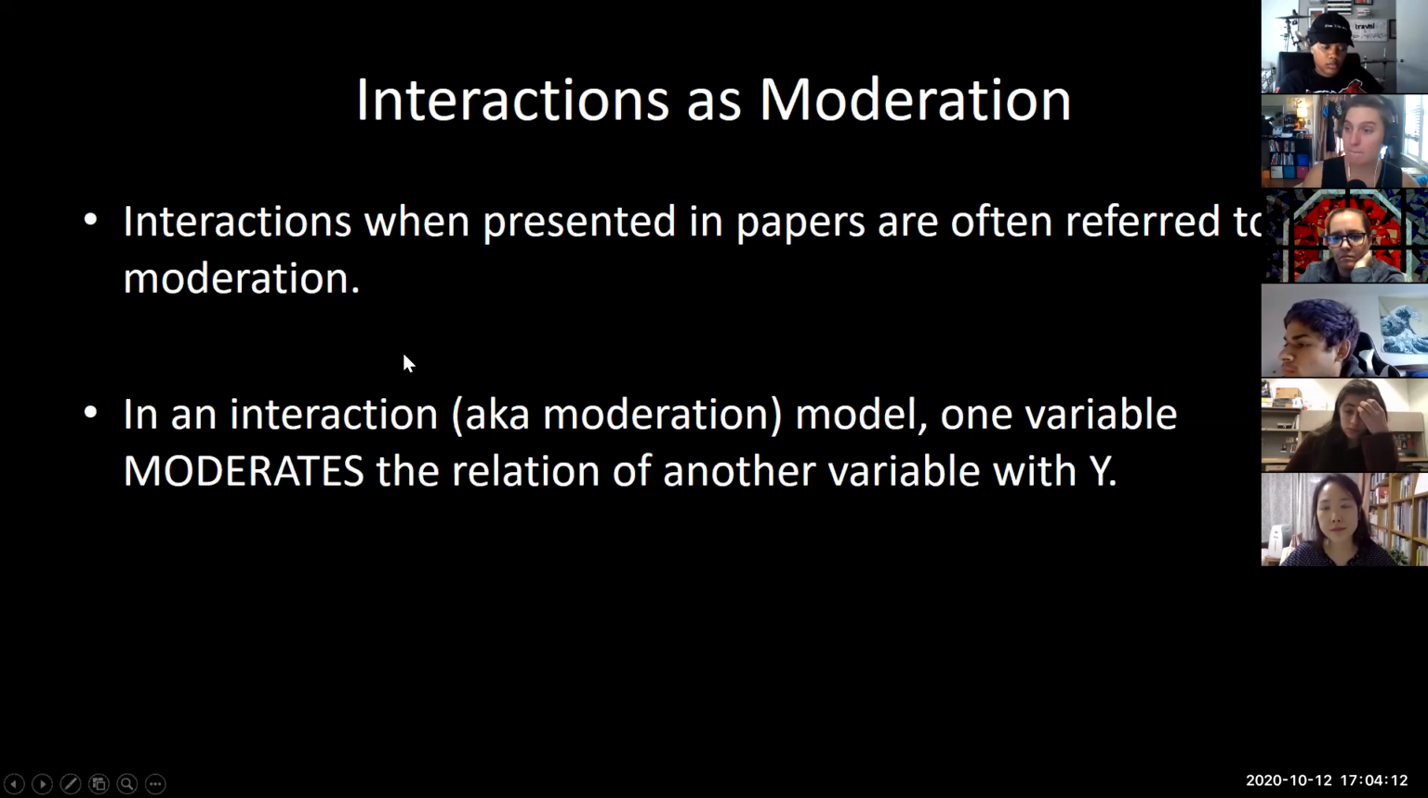You can find those. In an interaction or a moderation model, sometimes they conceptualize it as one variable is moderating the relationship of another variable with y. That's the same thing as the relationship of x1 with y is dependent on x2. But this might be easier to understand. This might jive with your brain better. So I like to put both conceptual explanations up front.